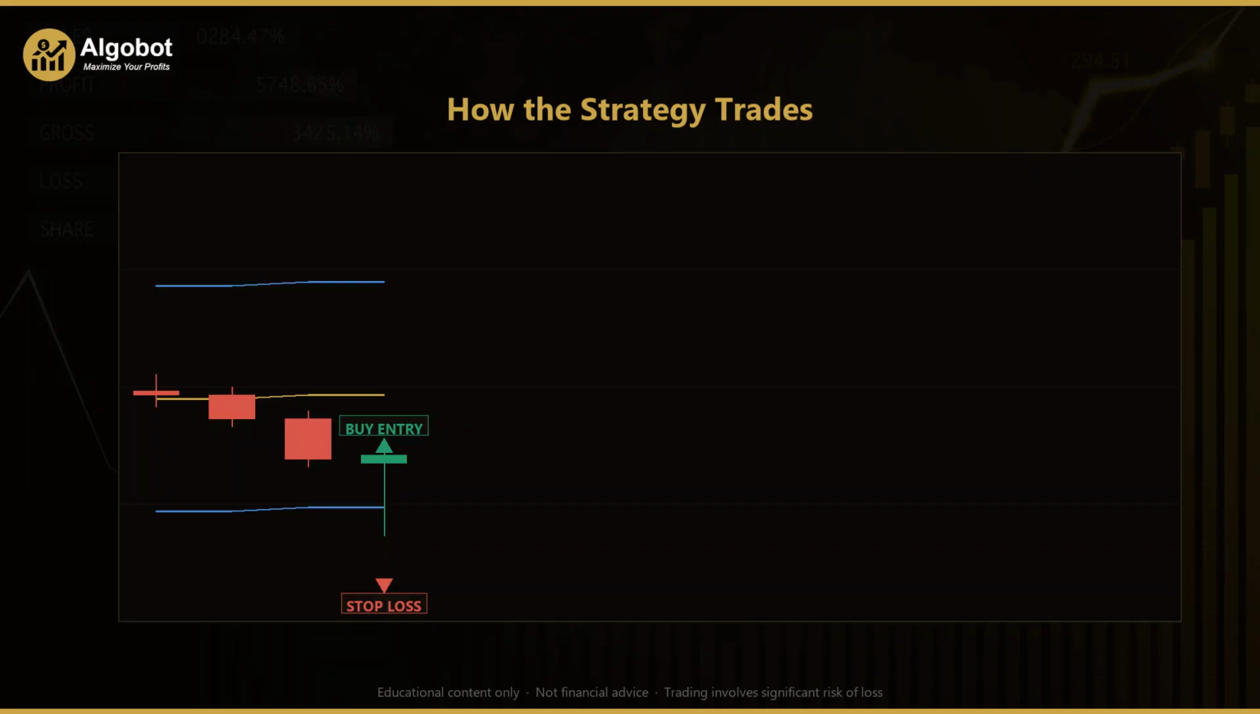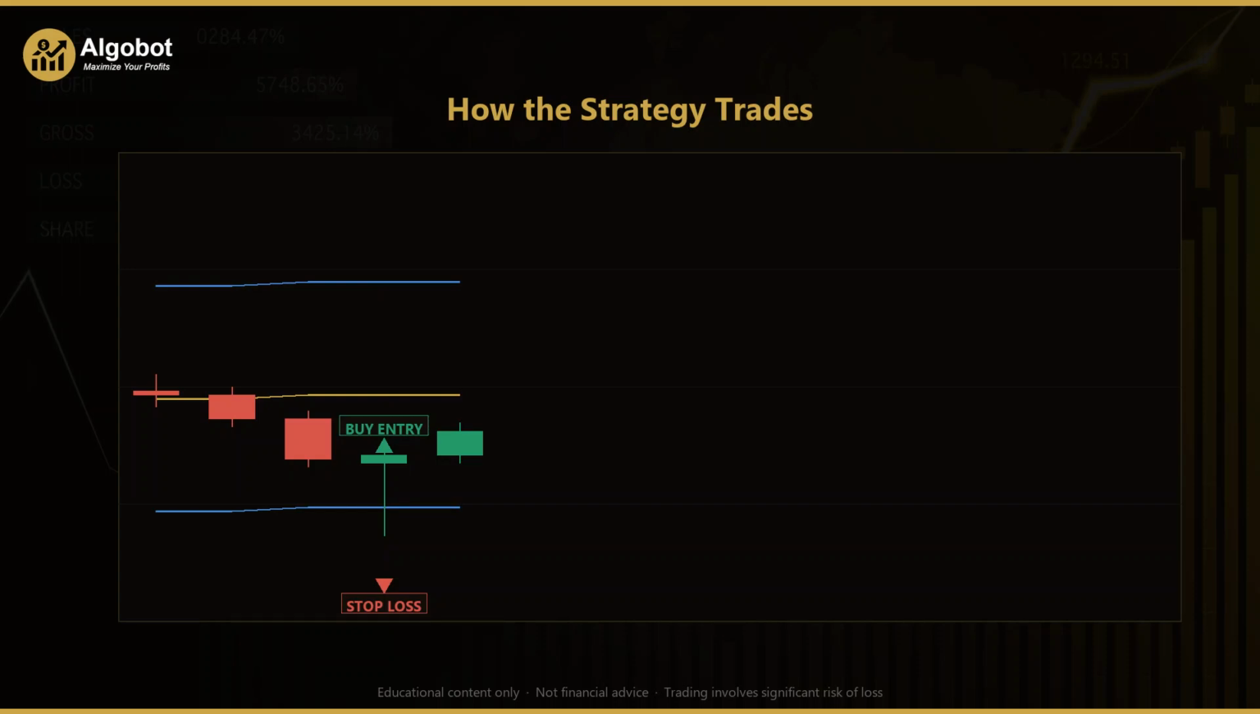Then, over the next couple of bars, price starts sliding lower, pulling away from VWAP and heading down toward the lower blue band. This is the stretch the strategy is waiting for. Price moving an unusually large distance below fair value.